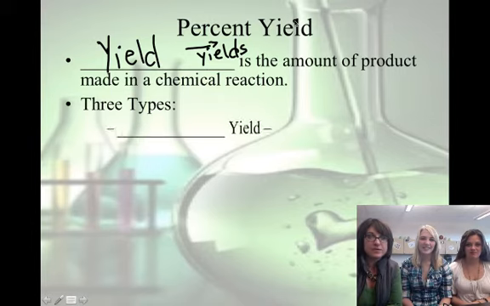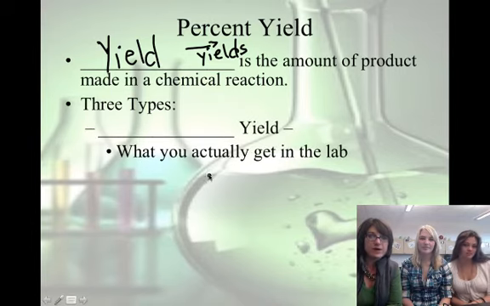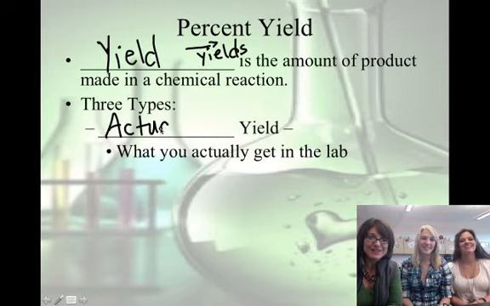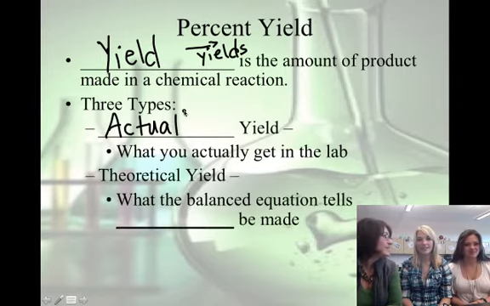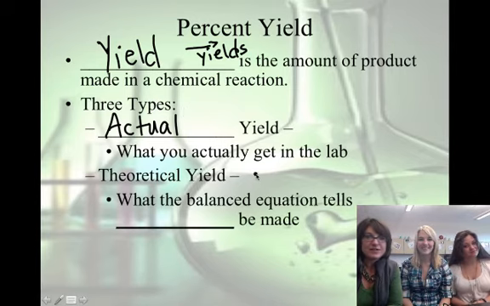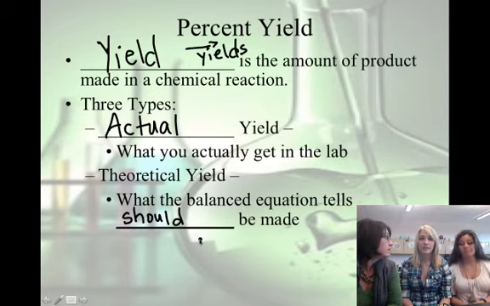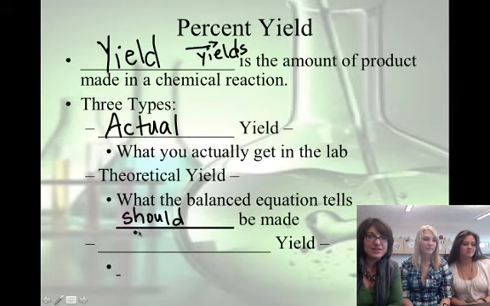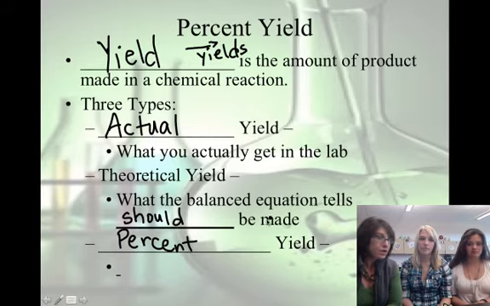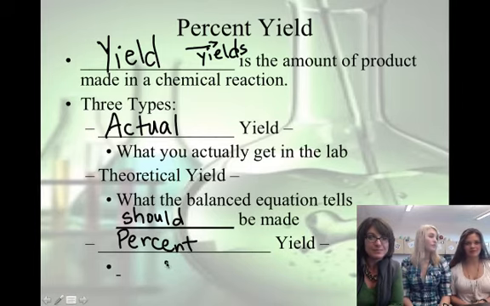Okay, there are 3 types of yield to know about. The amount that you actually get in the lab is the actual yield. Don't make it harder than it needs to be. The theoretical yield is what the balanced equation tells you should be made, if everything goes perfectly well and you do your lab exactly right. We'll see how often that works. Not very often. And then there's such a thing as percent yield, for those times when your lab doesn't go perfectly, which is most of the time.